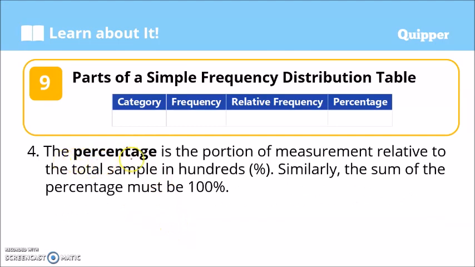Okay? Next, we have the percentage. Ang percentage naman, it is based on the relative frequency. It is the portion of measurement relative to the total sample in hundreds. Okay, percent in hundreds. So, similarly, the sum of the percentage must be equal to 100%. Kung ang relative frequency, ang total niya should be 1, ang percentage naman, ang total niya should be 100%. Okay, 100%. Paano ba kumuha ng percentage? Yung value ng relative frequency, i-multiply lang sa 100 and you will get the percentage.